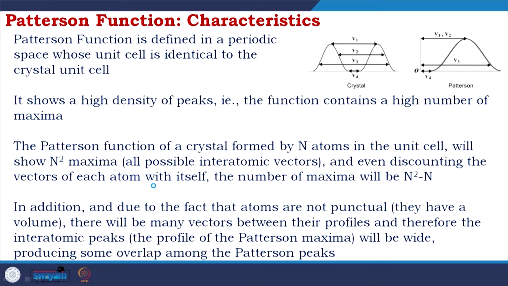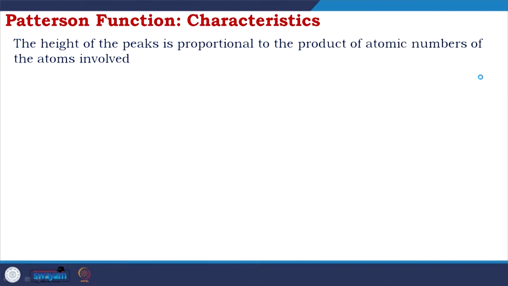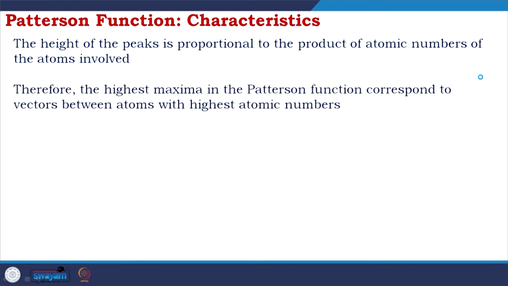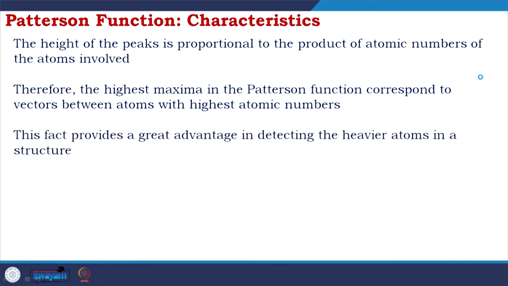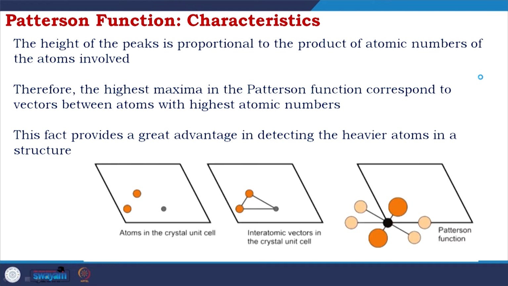You could see that here it would be wide and there are overlaps if you compare the crystal peaks and the Patterson peaks. The height of the peaks is proportional to the product of atomic numbers of the atoms involved. Therefore, the highest maxima in the Patterson function correspond to vectors between atoms with the highest atomic numbers, again giving advantage to the heavy atoms. This fact provides a great advantage in detecting the heavier atoms in a structure. So, if you see, these are the atoms in the crystal unit cell, these are the interatomic vectors in the crystal unit cell, and this is the Patterson function. Also, I talked about this in the symmetry topic. If you look at this point, everything is the same and equidistant. So, this is an inversion center.